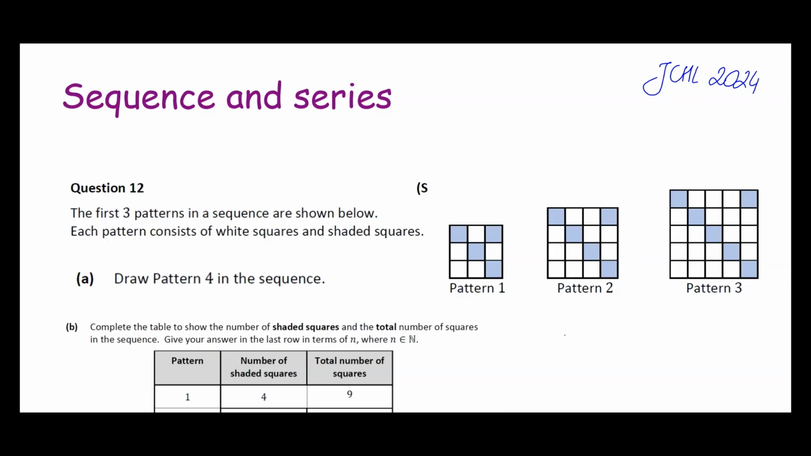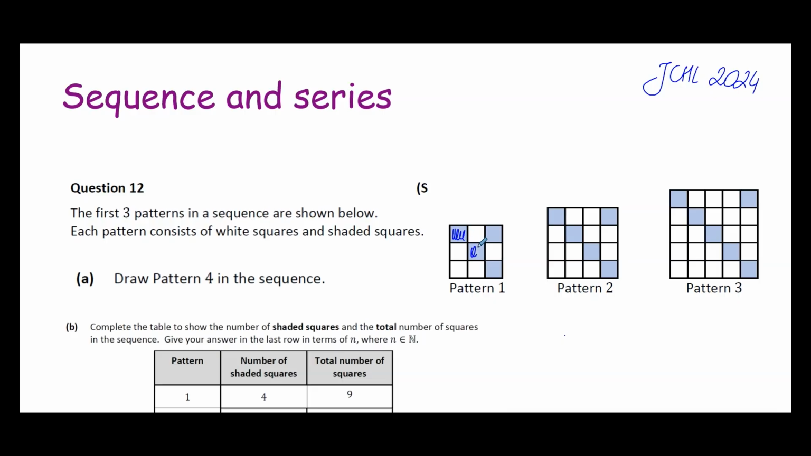Another important topic: sequence and series. Let's have a look. The first three patterns in a sequence are shown below. Each pattern consists of white squares and shaded squares. So we can see the pattern, and as humans we're excellent at finding patterns. Maybe we have a little more difficulty quantifying, but we can see that.